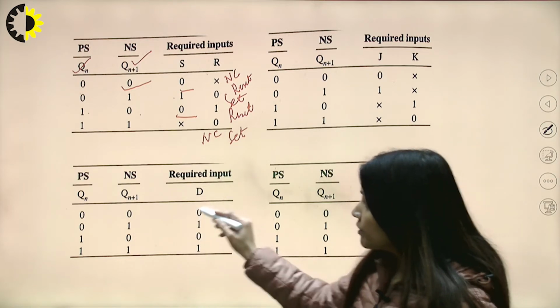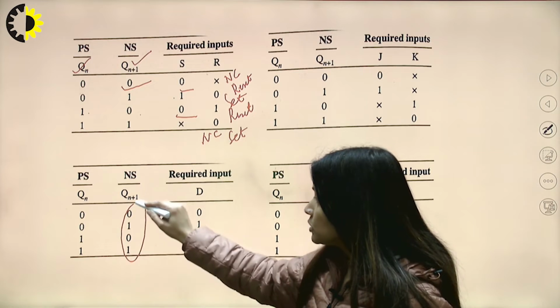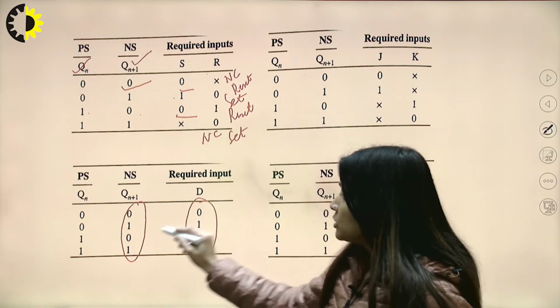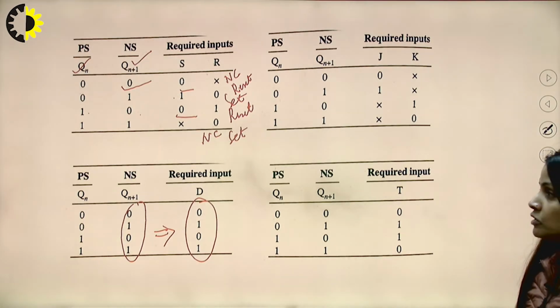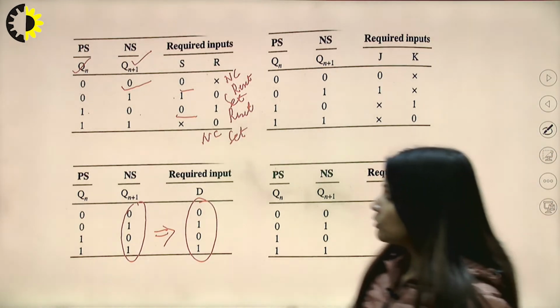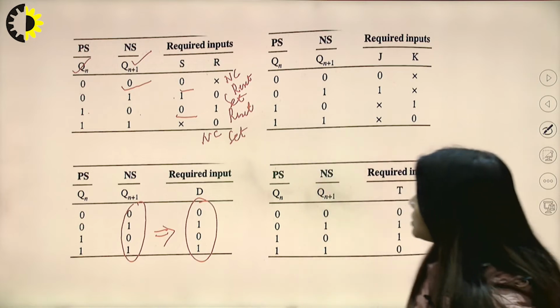Similarly, for the D flip-flop, the Qn plus 1 is always equal to the D. So we can easily write the excitation table for the D flip-flop for Qn plus 1, all the 4 combinations.